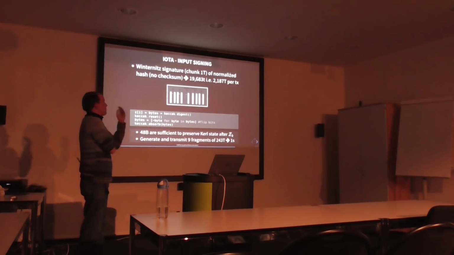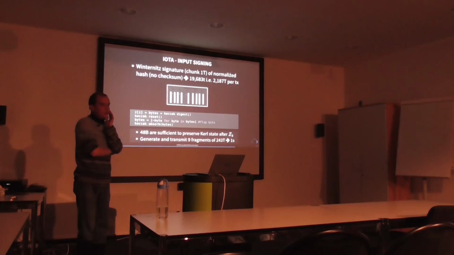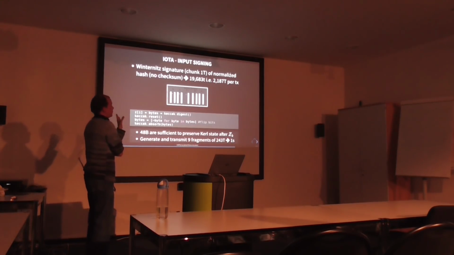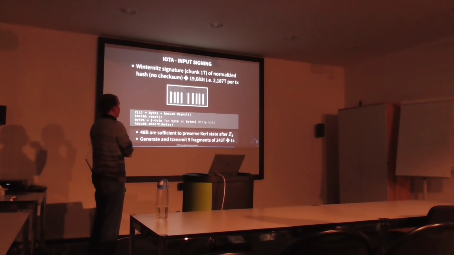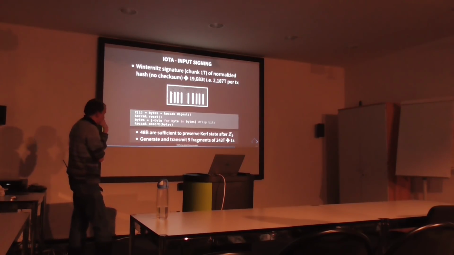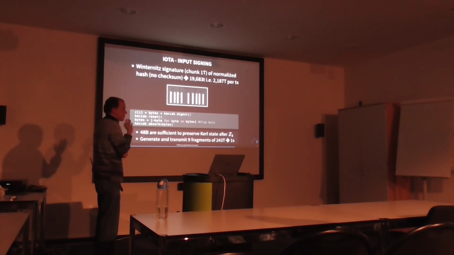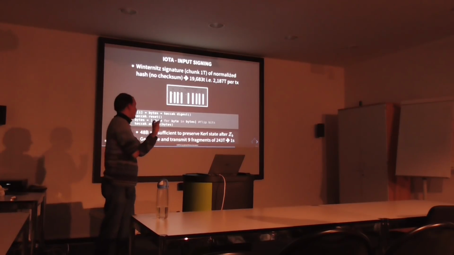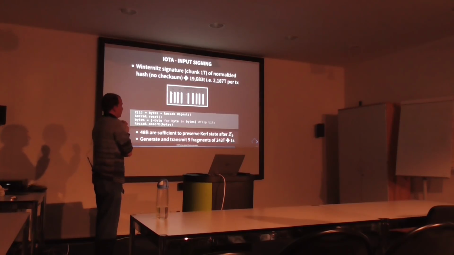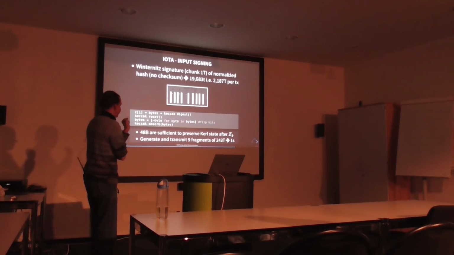Okay, now we have the bundle hash, and the last thing to do is sign the inputs. IOTA uses the Winternitz signature scheme with a chunk size of 1 tryte, and it is normalized. It uses a normalized hash, which has the advantage that no checksum is needed, and this results in about 2,000 trytes per transaction signature.